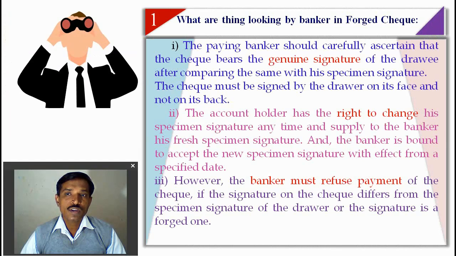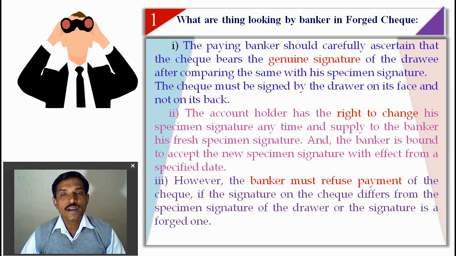So what are the things to look for in a fraud check by the paying banker? The paying banker should carefully ascertain that the check bears the genuine signature of their customer, after comparing the specimen signature provided by the customer. The check must be signed by the drawer on its face and not on its backside. The account holder has the right to change his signature, but he must inform the bank, and then he can change his signature and provide a fresh specimen signature.